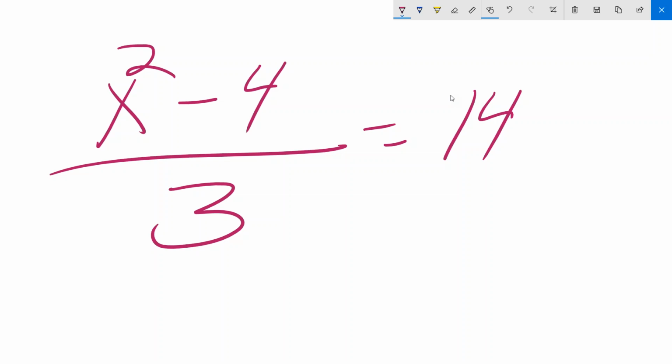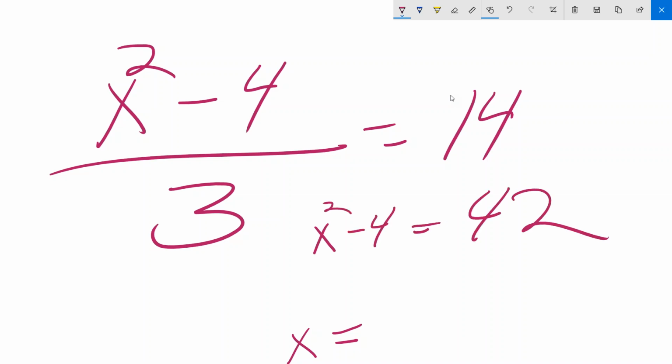Remember, we want the final answer to look like this. So I've got to get rid of everything that's associated with that x squared. What's the first thing I can get rid of? The 3. How do I get rid of it? Multiplying both sides. So now I get x squared minus 4 equals 42. Now what's the next thing I want to get rid of? The 4, by subtracting both sides. By adding. In other words, the 4 is being subtracted right now. Yeah, sorry, I've got to add it.